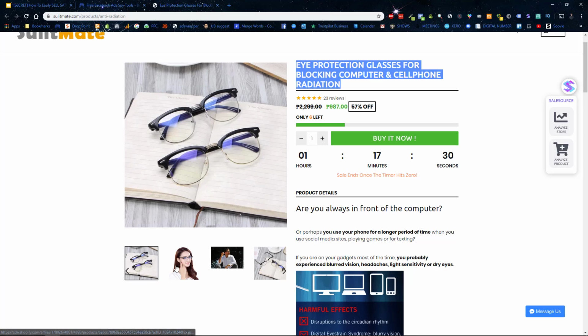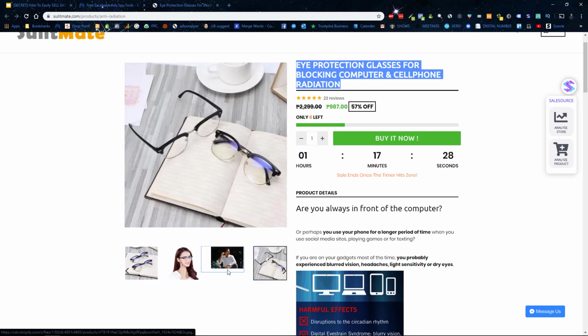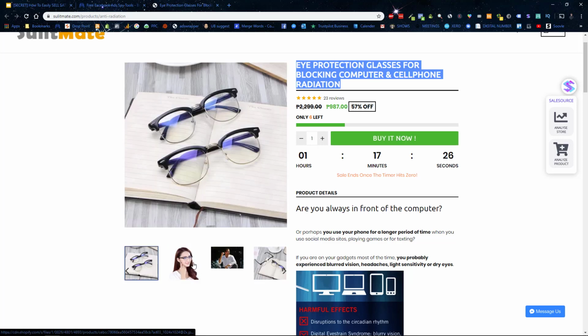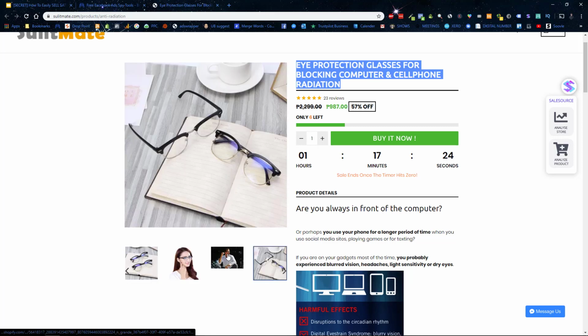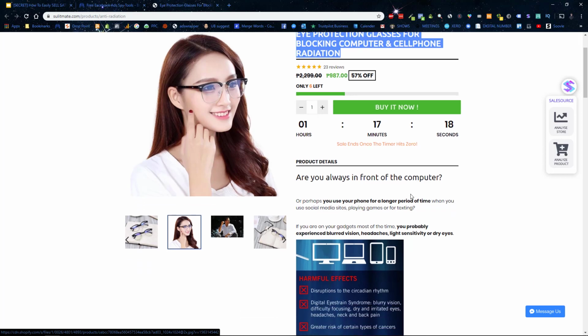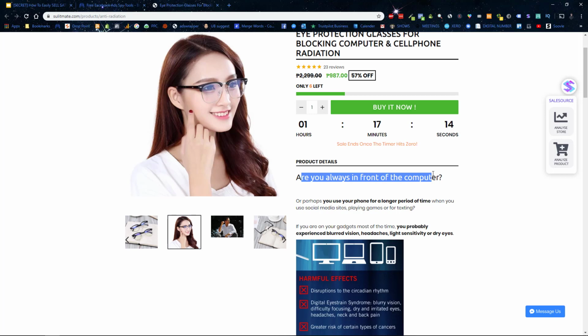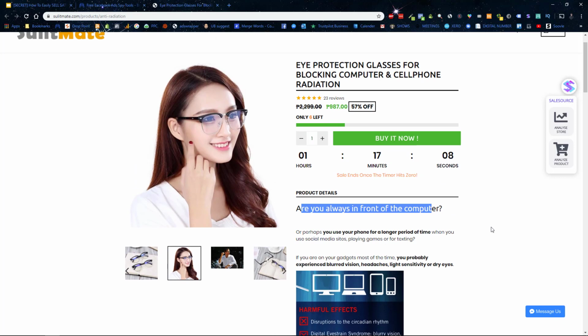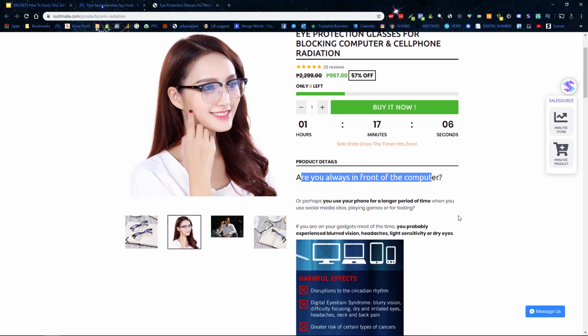Because it's a need item, they have 2 to 4 images, and they haven't even cropped them, which is just lazy. They should at least get a graphic designer to optimize this, which would probably cost them like $5. Anyway, you can see your product details. Are you always in front of a computer? That's a catchy headline. Or let's say when I see these glasses, it's for blocking computer and cell phone radiation.